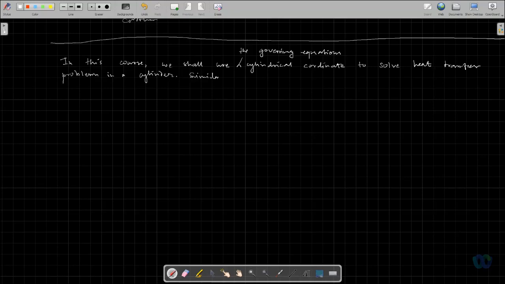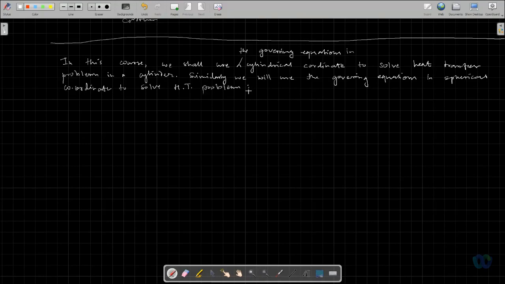Similarly, we will use the governing equations in spherical coordinates to solve heat transfer problems, or heat transfer in a sphere.